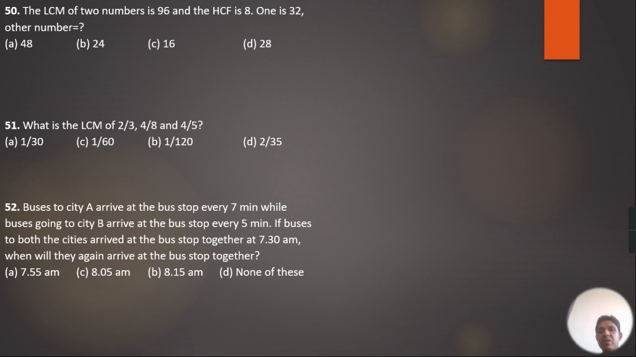The question is question number 50. The question is, the LCM of two numbers is 96 and the HCF is 8. One number is 32. What will the other number be? Right? So the LCM of two numbers is 96, and the HCF is 8. One number is 32.